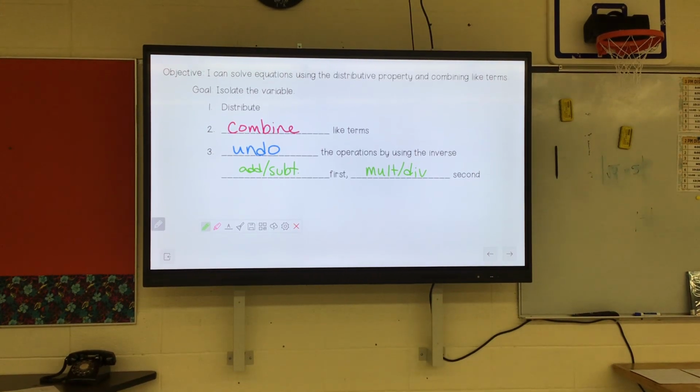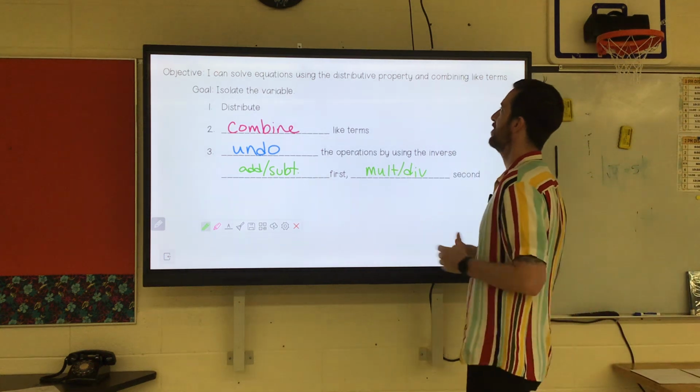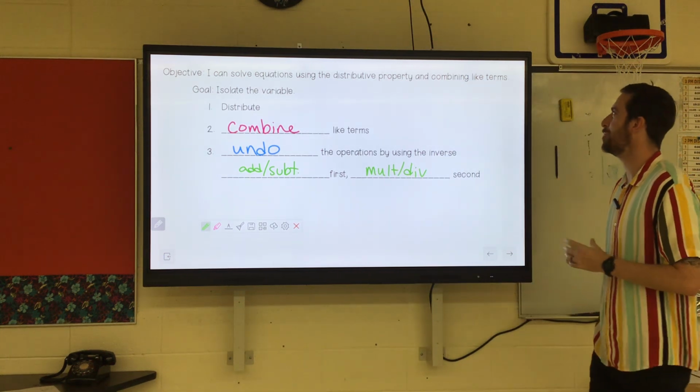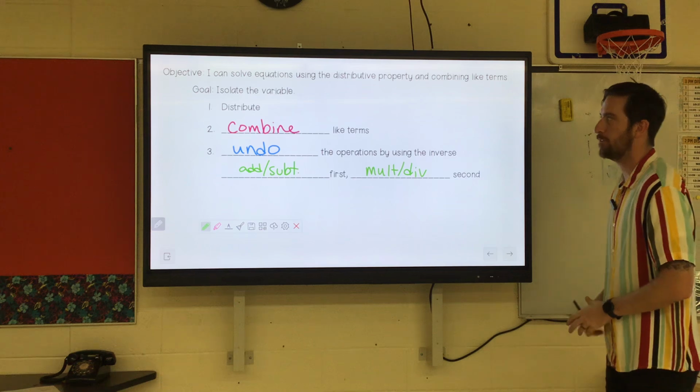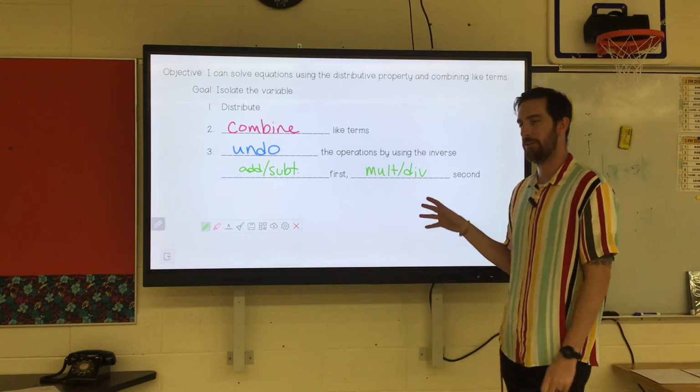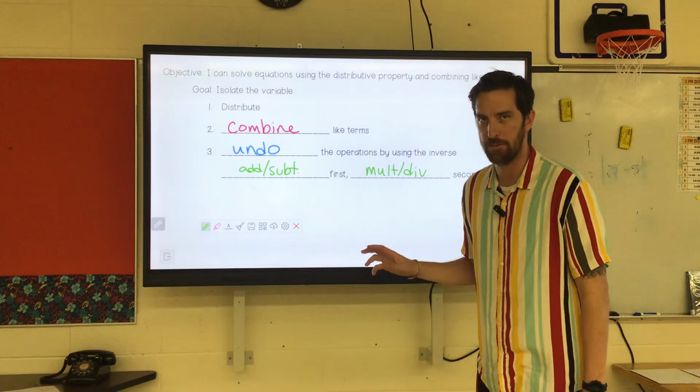All right, today we're going to dive into some multi-step equations. I can solve equations using the distributive property and combining like terms. So we want to isolate the variable. Here are your steps for multi-step equations.